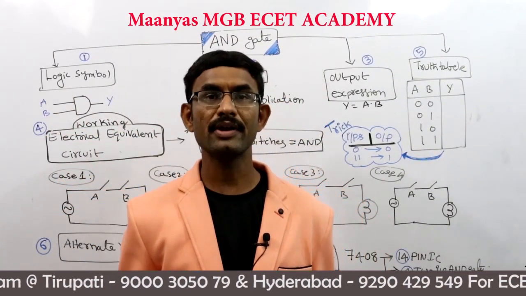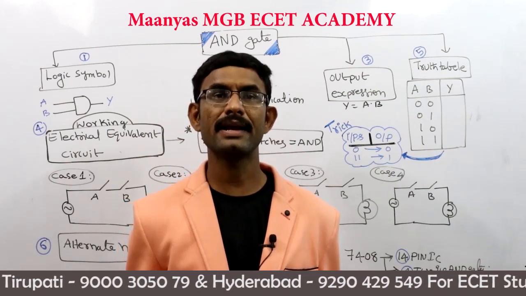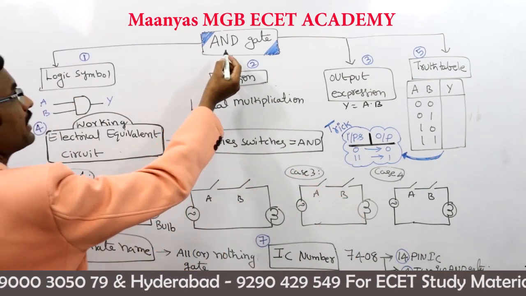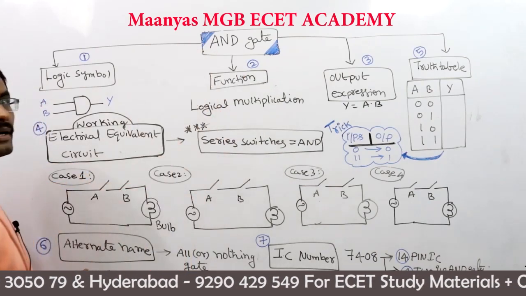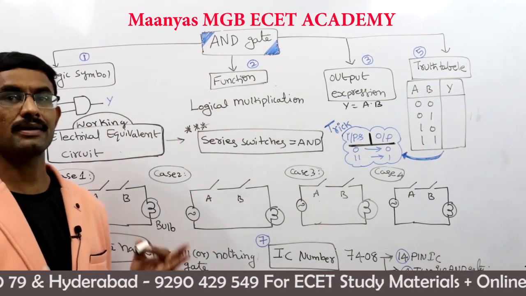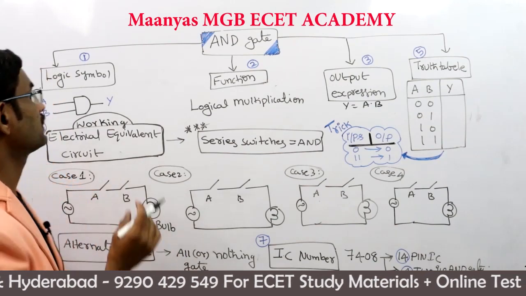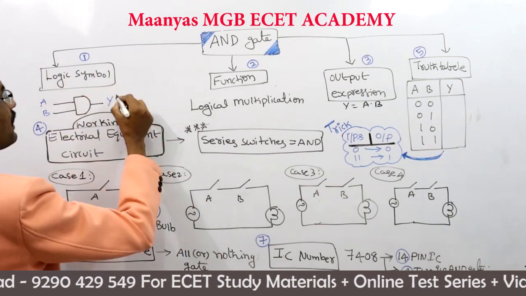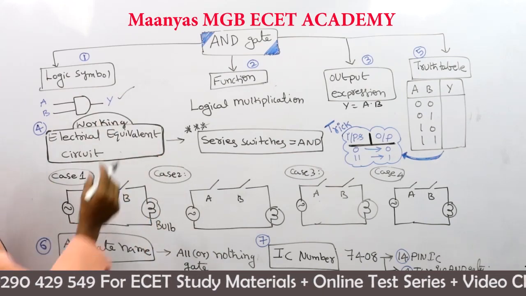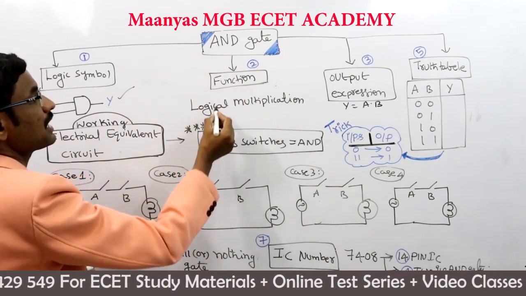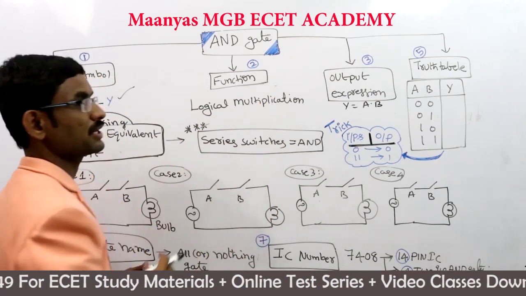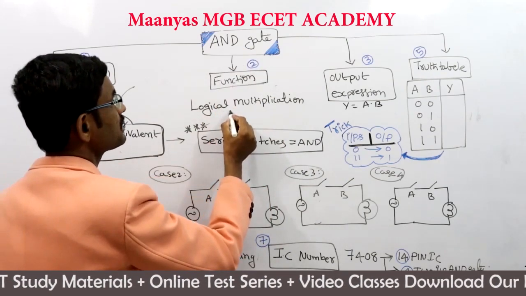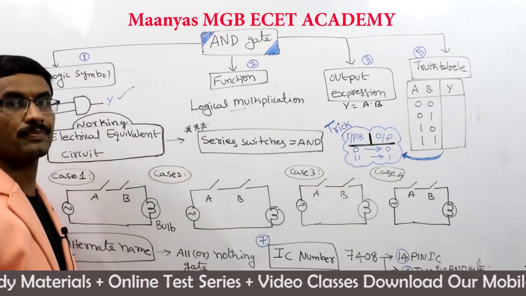Now we are going to discuss the AND gate in detail. What is an AND gate? AND gate is one of the basic logic gates. This is the logic symbol of the AND gate. AND gate performs logical multiplication. The function performed by AND gate is logical multiplication.